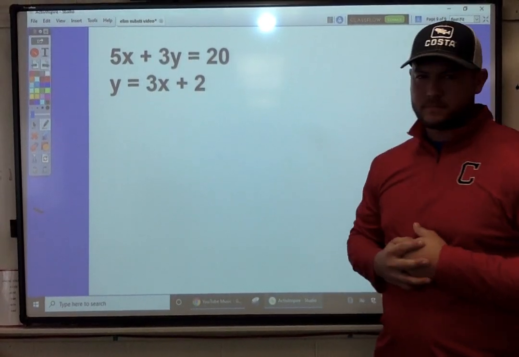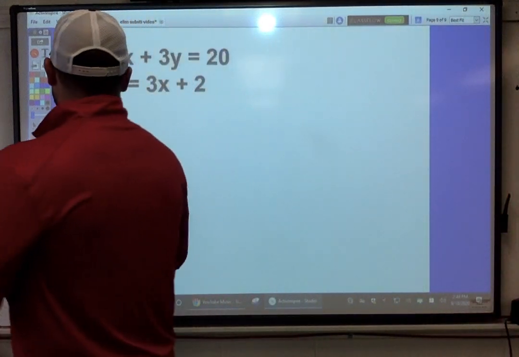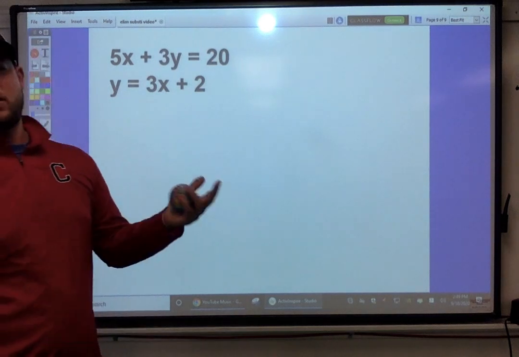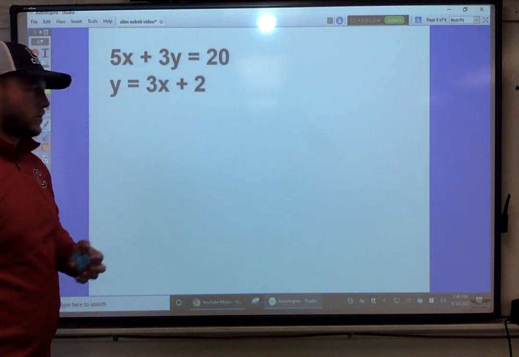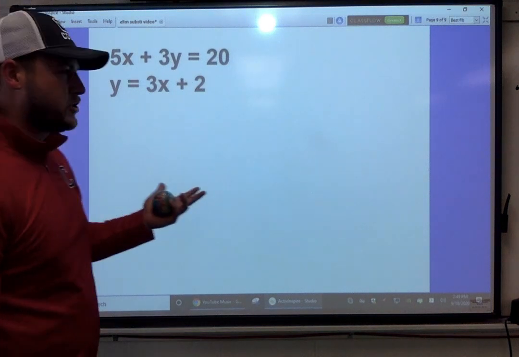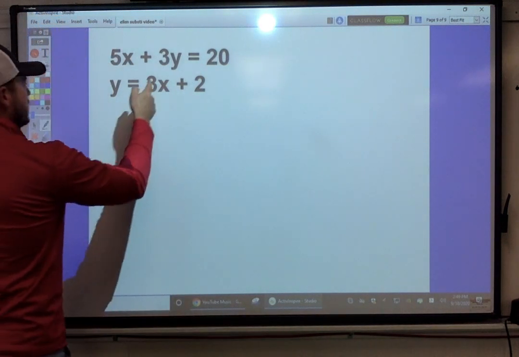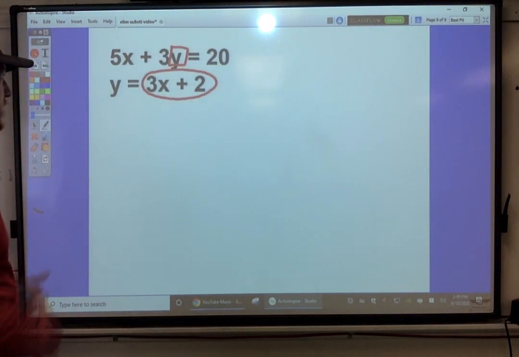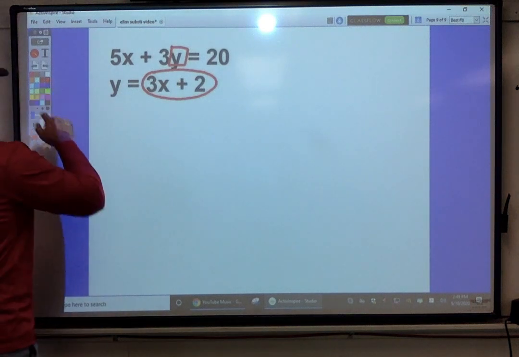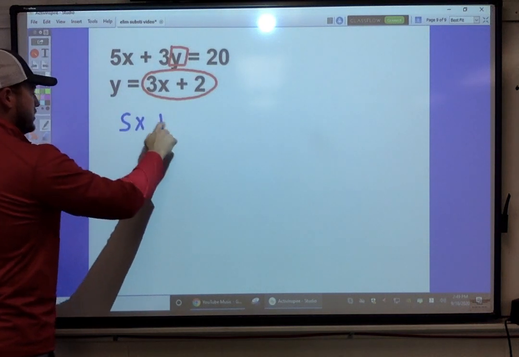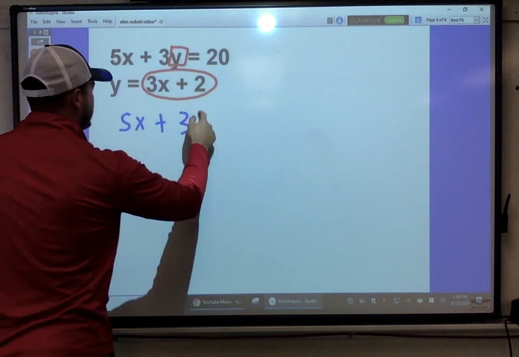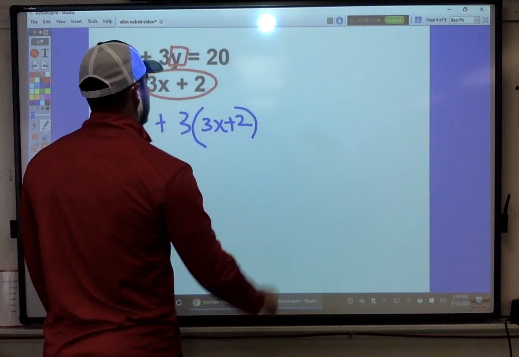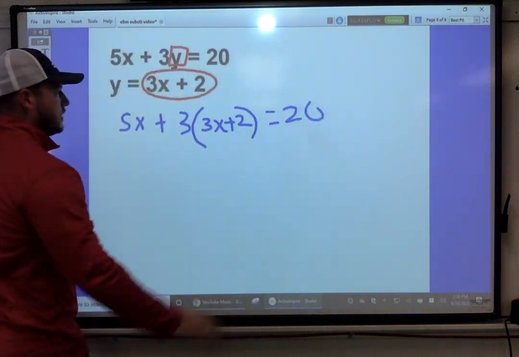Let's work through one more. Here we actually already have what y is equal to. Now it's not a whole number, but we know that y is equal to 3x plus 2. So let's just kind of jump right into that. Let's substitute 3x plus 2 in for the y. I'm going to rewrite it, okay? So still going to write 5x plus 3, not 3 times y, but 3 times 3x plus 2, right? And it's equal to 20.